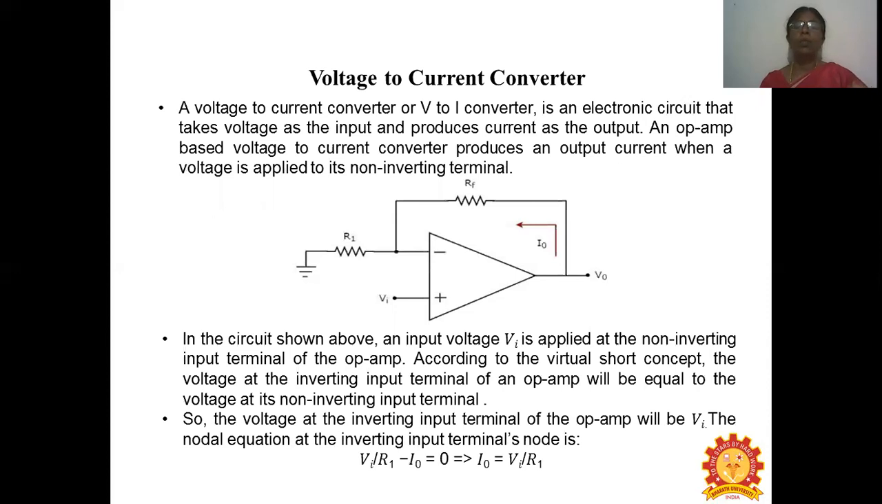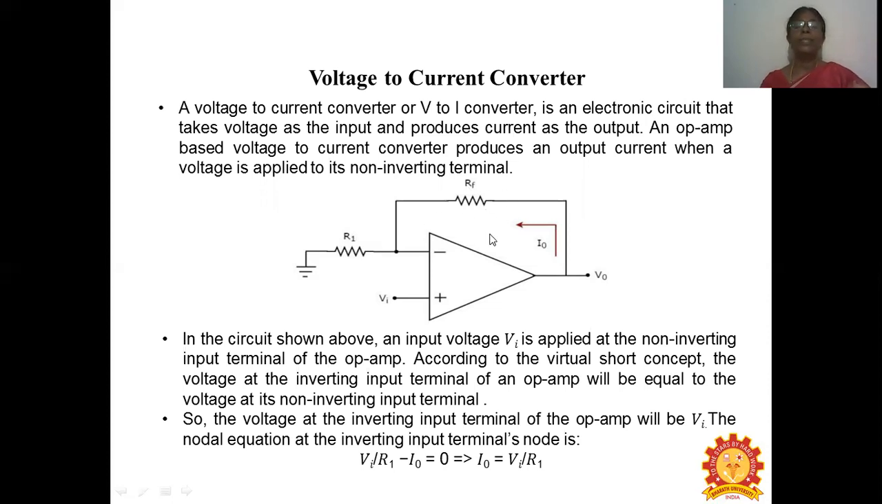Next one, voltage to current converter circuit. This is the circuit diagram of the voltage to current converter. Here, the voltage is applied to the non-inverting input of the circuit, and the inverting terminal of the circuit is shorted to ground. The two resistors present at the inverting terminal are R1 and RF.